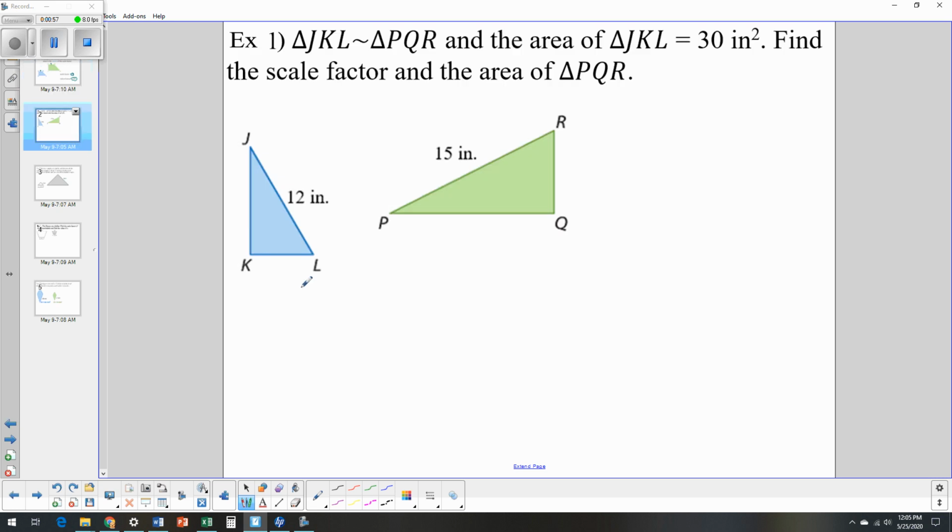So for example 1, they're telling us triangle JKL is similar to triangle PQR, and the area of JKL is 30 inches squared. I'm going to put 30 in here so I know that 30 goes with it. We want to find the scale factor and the area of the second shape. So scale factor is found by comparing two sides. So 12 to 15. And if I reduce that, I'll get my scale factor. So I notice that they both divide by 3. So my scale factor is 4 to 5.